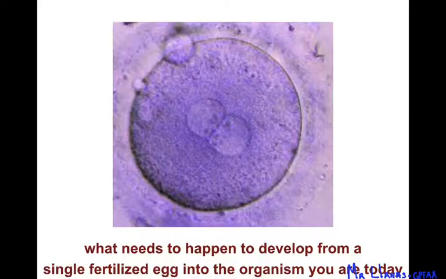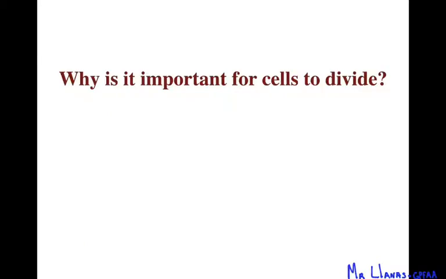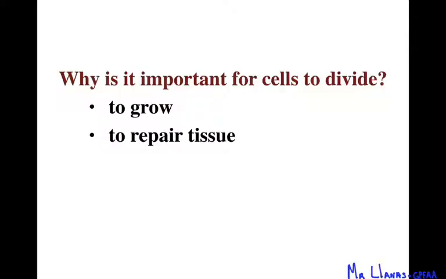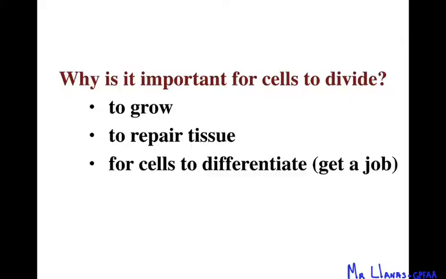So multiplying cells, or dividing the cells, is how we get to be who we are today. Babies have fewer cells than we have. Their cells don't get big, they just make more cells, and that's the reason they grow. So that's why it's so important for cells to divide: in order for us to grow, and in order for us to repair our tissue, if you have any injury or anything like that.